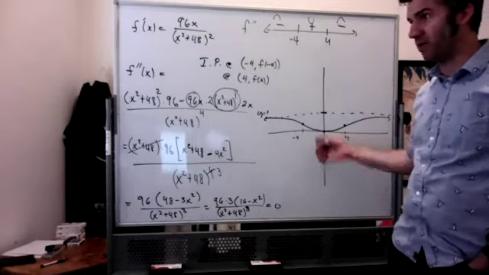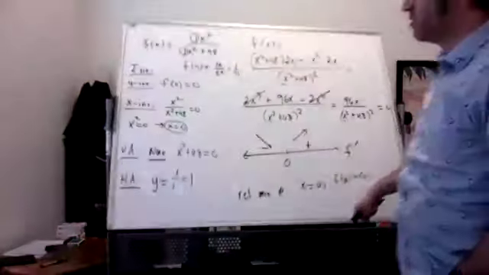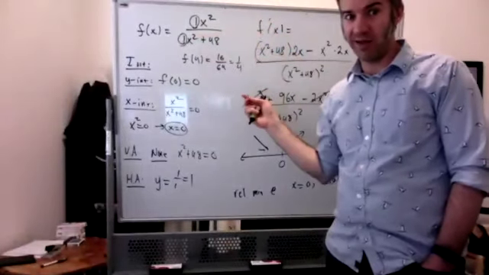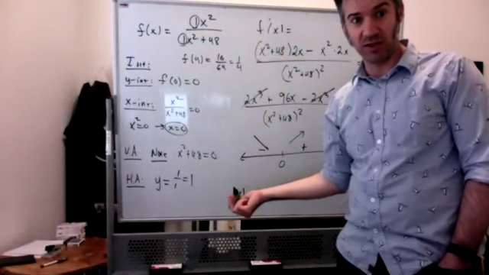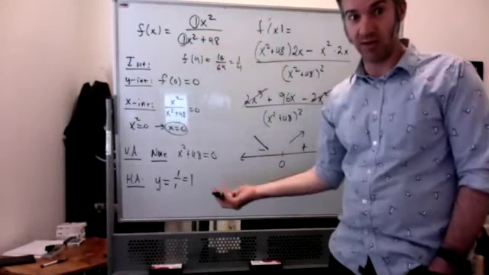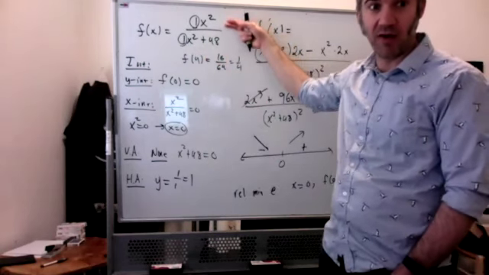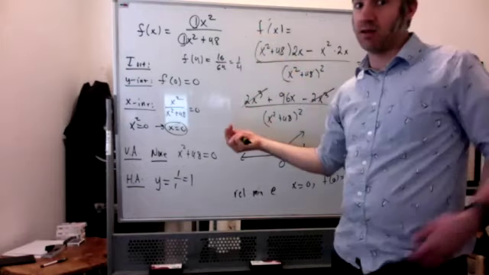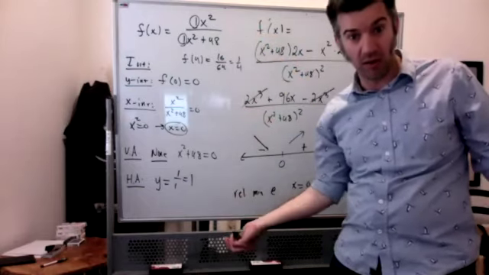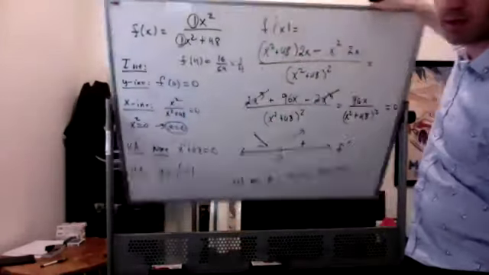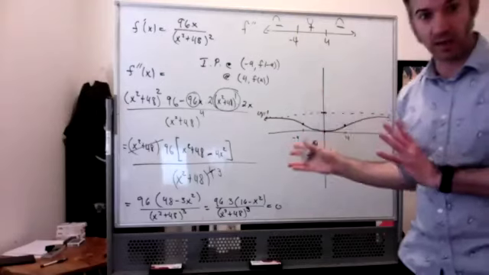Which makes sense, right? If you think about this function, x squared over x squared plus 48, x squared is always greater than or equal to 0. X squared plus 48 is always greater than or equal to 48. So a non-negative thing over an always positive thing, the smallest it could possibly be is 0. Okay. Are there questions about anything we did here?